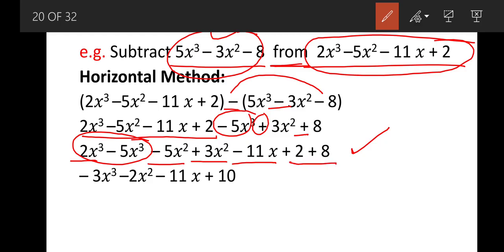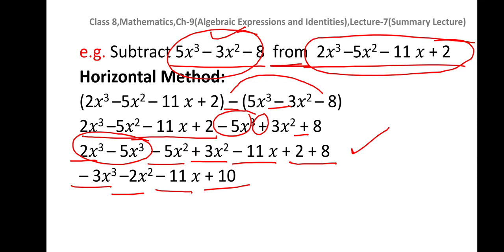8 and 2 are the constant terms, so they are written at the end. After solving the numerical coefficients, you will get minus 3x cube, minus 2x square, minus 11x plus 10. This will be your answer.